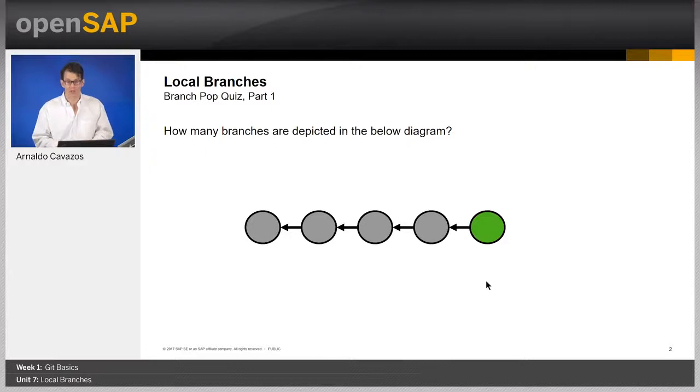So I want to start by giving you a pop quiz designed to test what you may already know about branches. So here's the question. How many branches are depicted in the below diagram? Keep this in mind. It is a trick question. So go ahead and answer it in your heads or write down what you think the answer is. Okay, got it?